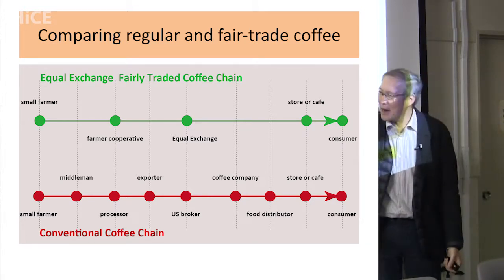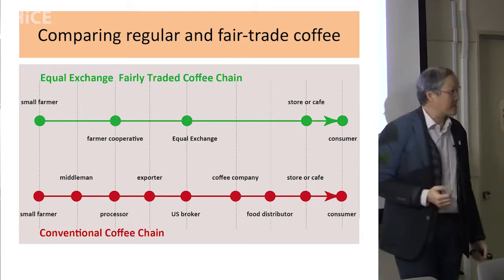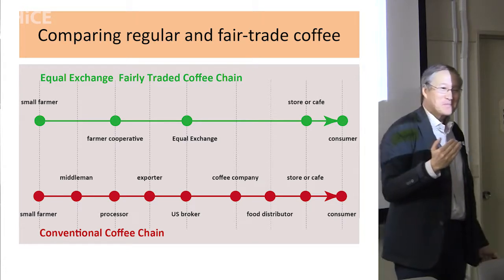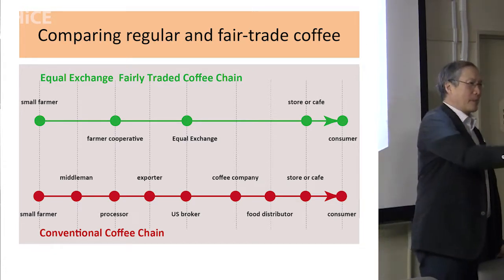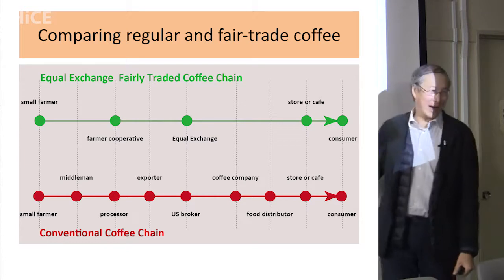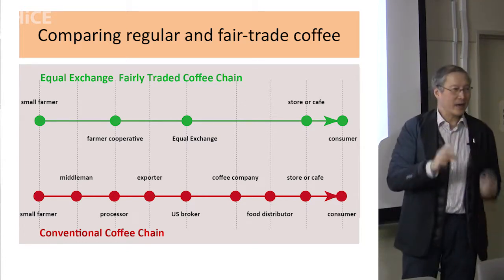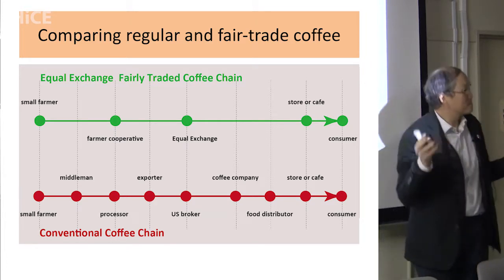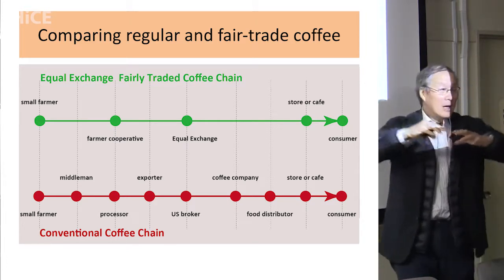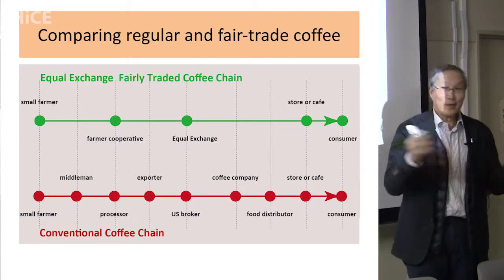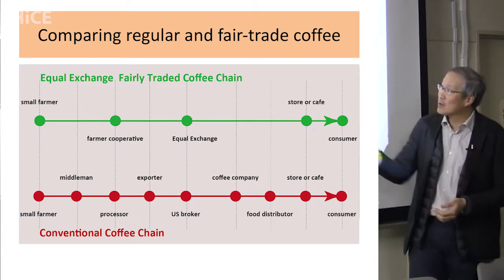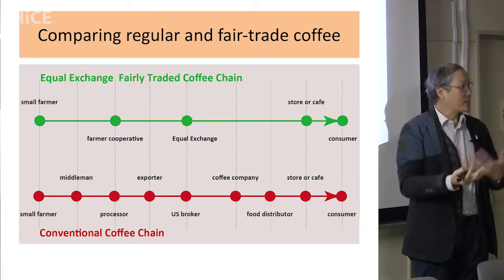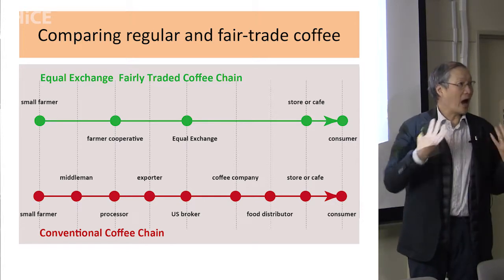So the chain is very long and the chain has many steps. You can imagine in every step of the chain, there is a profit every step of the way. Now, in a fair trade coffee, it's somewhat different. From the farm, it goes to a cooperative. A cooperative is like an association of different farmers coming together. And with that, they go to the company, and the company can accept their coffee at a higher price.